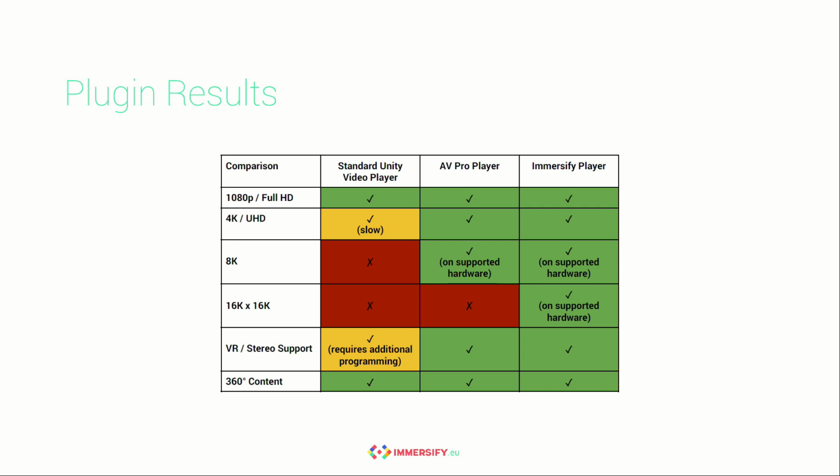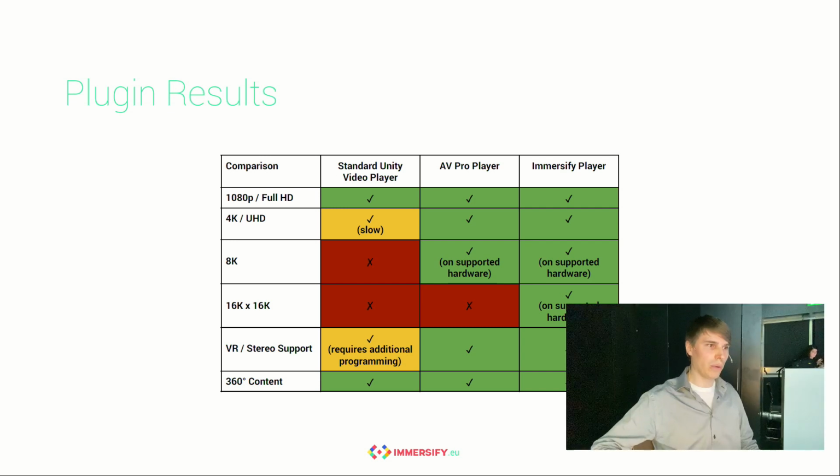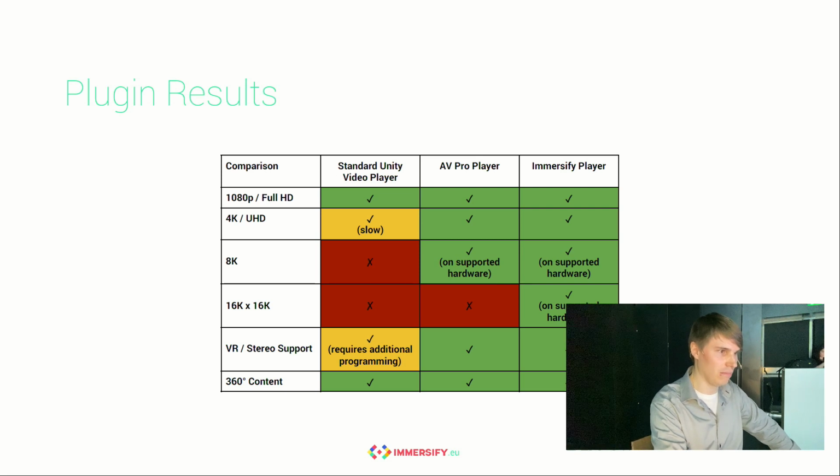And then, of course, you can buy a plugin. We took AV Pro Player as a reference, but there are a lot of players outside. AV Pro is a nice player, and it has a limitation of 8K video playing. The comparison between our Immersify player and AV Pro in this table is not quite fair, because AV Pro has a lot of features and it's an awesome player. We concentrate only on the VR and high resolution parts, and therefore what we wanted to achieve is a playback of 16K video material, and therefore we implemented all that stuff in Unity.